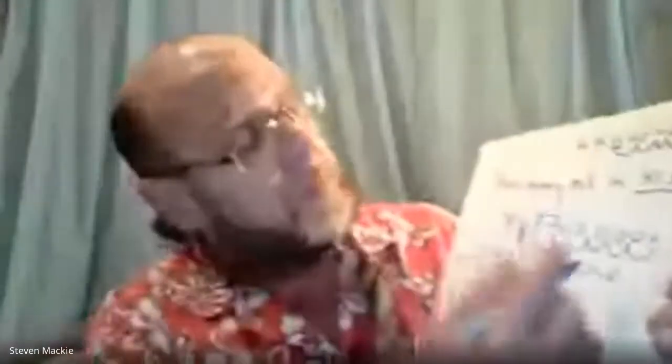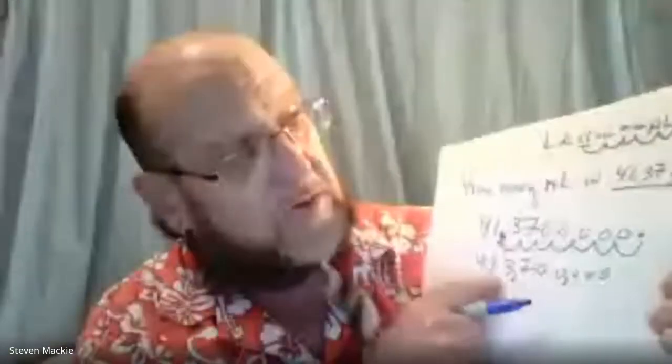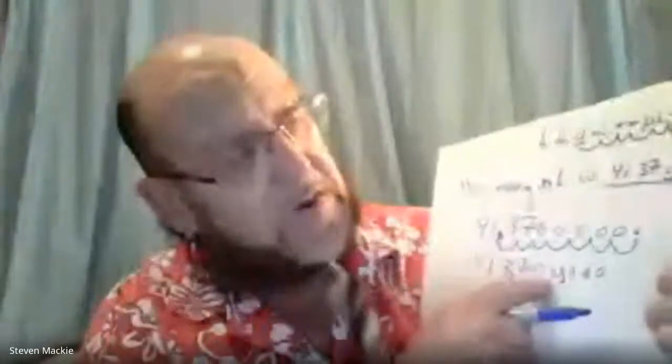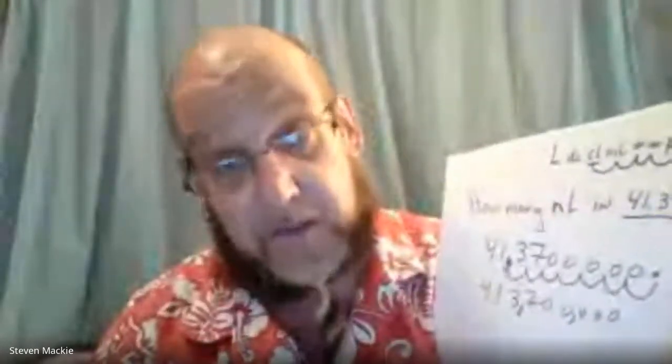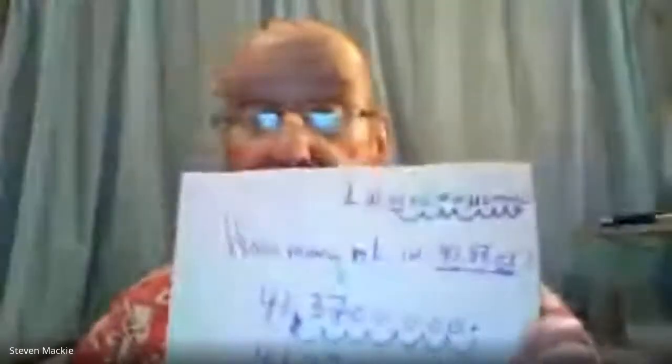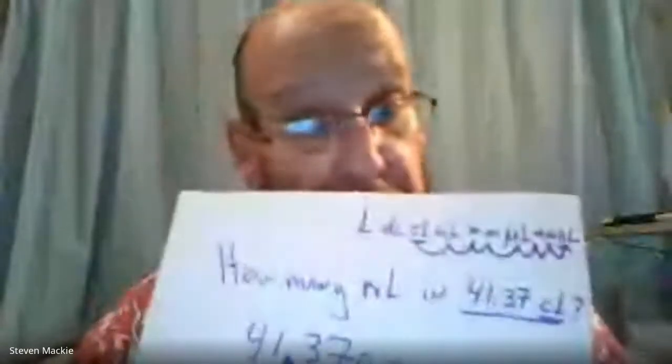Okay, so here's the answer. There are 413,700,000 nanoliters in 41.37 centiliters.